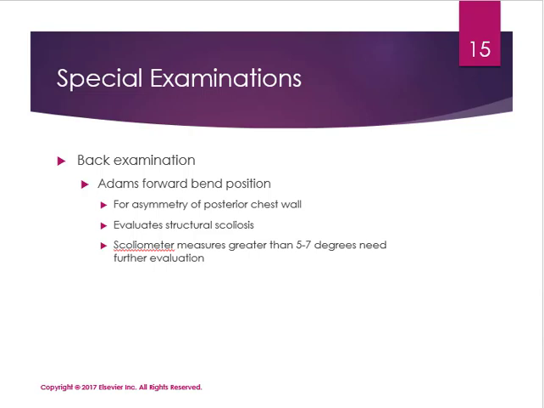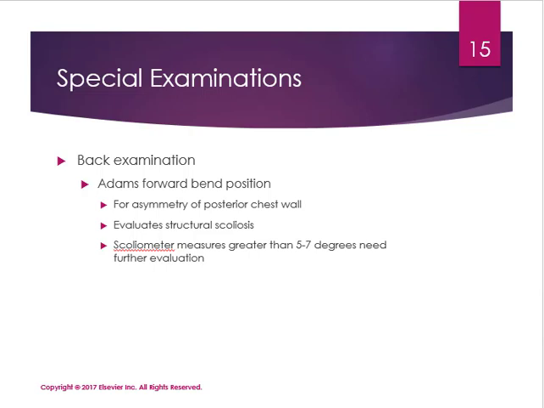But let's talk real quickly about special examinations. In the back there's a test called the Adams Forward Bend Position, and this allows for evaluation of structural scoliosis. So you'll have the child bend forward at the waist to a 90-degree angle at the back with straight legs, ankles together, and arms hanging down freely by the sides, but not far enough to touch the floor. And you're looking at the back for symmetry or asymmetry of the height of the curves on both sides, or if there is a rib hump.